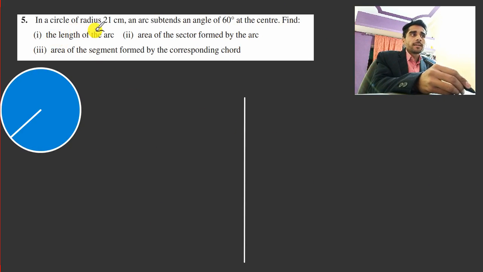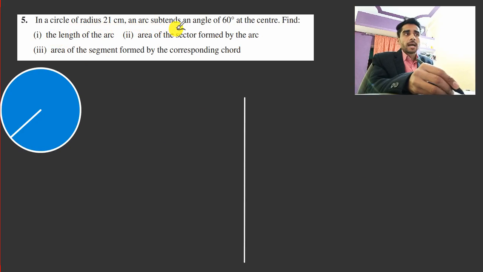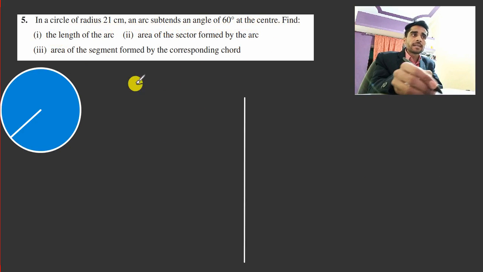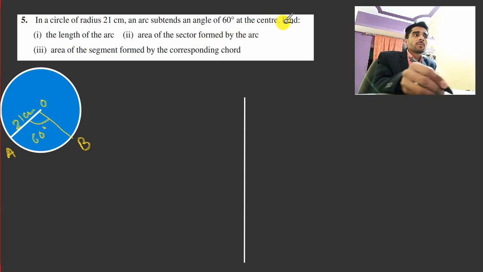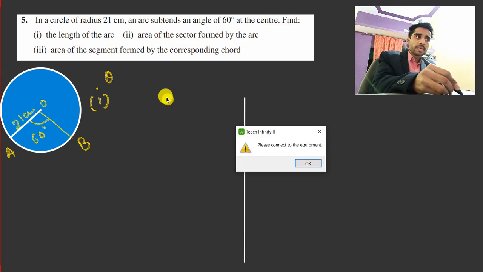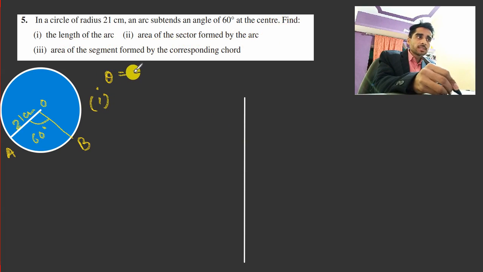In a circle of radius 21 centimeter, an arc subtends an angle of 60 degree at the center. Here this theta is 60 degree, okay, and radius is 21 centimeter, and I am giving it the name AOB. First they are asking us to find out the length of the arc, and I am writing it here in short, theta equals 60 degree and radius equals 21 centimeter.